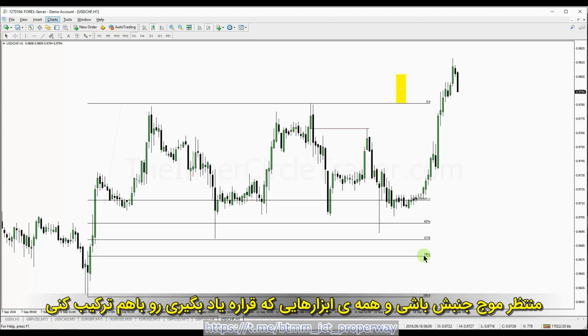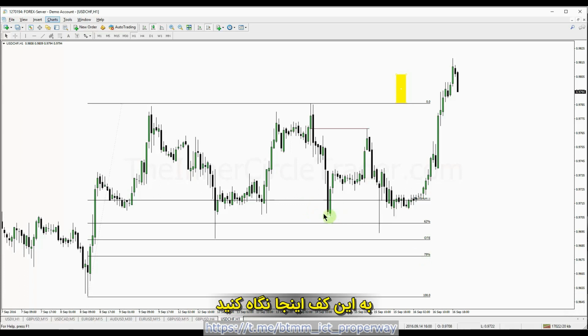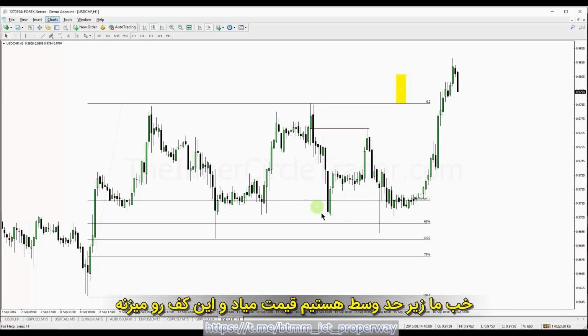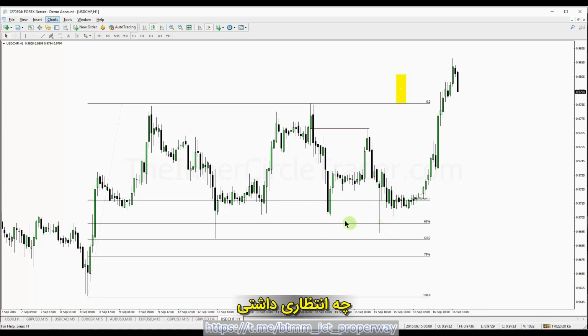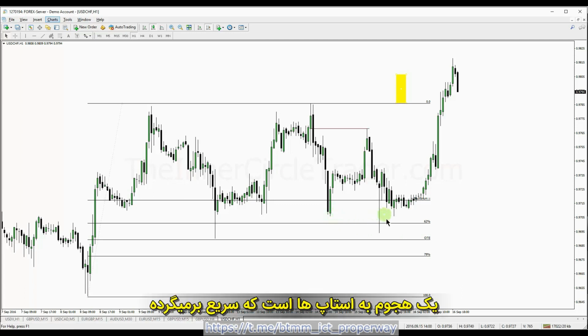Waiting for expansion, blending in all the tools that you'll learn. Look at the low here. Okay, we're below equilibrium. Here's a low. It comes all the way down, hits those right there. What would you expect, even if you didn't see the Fibonacci? That this is a turtle soup. It's a run on stops. It quickly rejects.